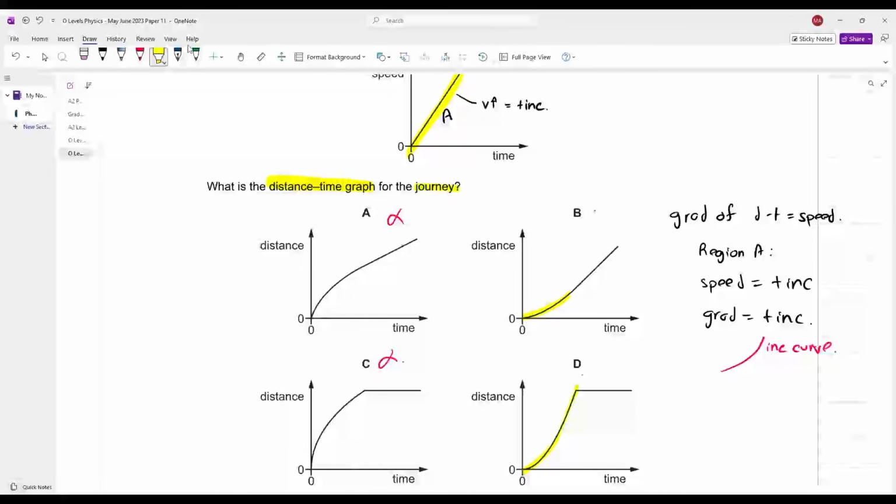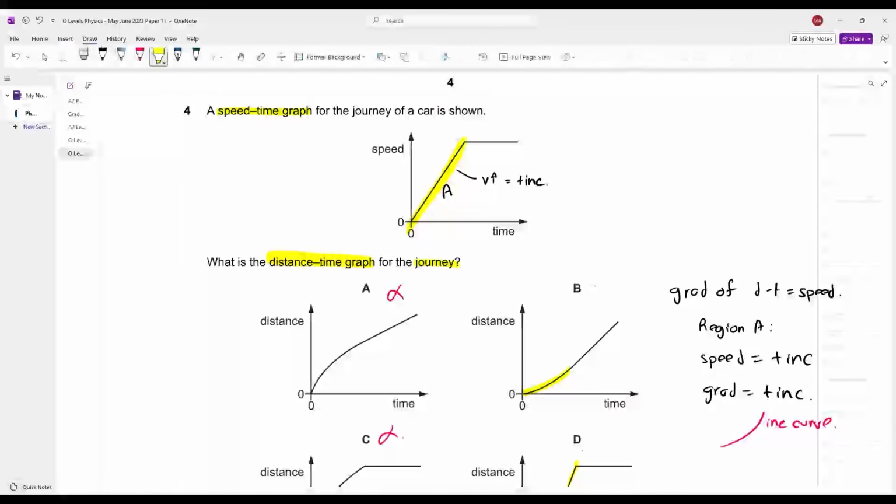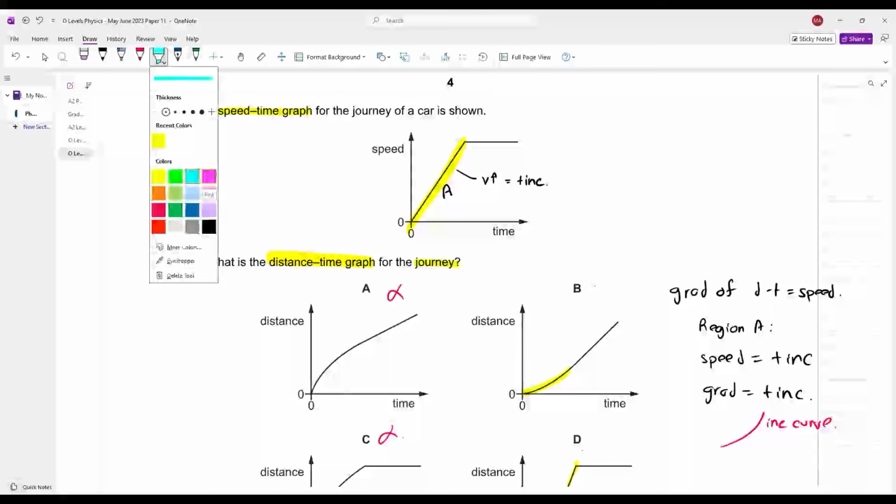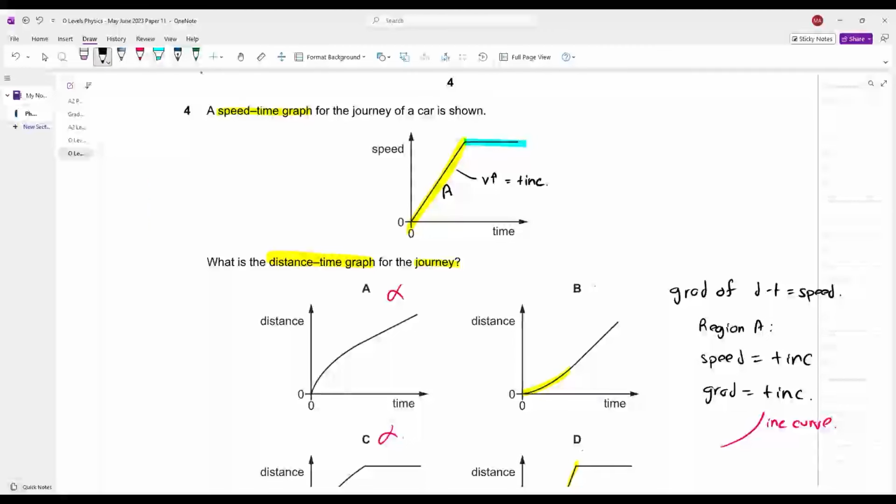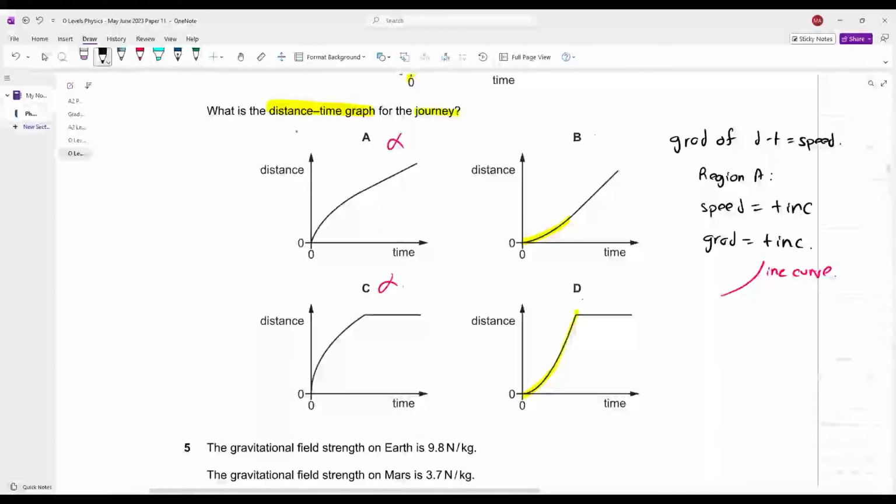Now let's further move ahead to region number B. अब इसको देखते हैं, blue highlighted region. Can you realize in this region your velocity is positive and constant? Velocity या speed आपकी region B में क्या हो गई? Positive and constant. Region B में your velocity is positive and constant. That means what? Your gradient will also be positive and constant. If your gradient is positive and constant, you will draw an upward sloping line like this. B is your answer. Simple.